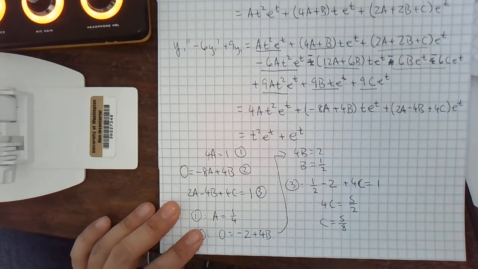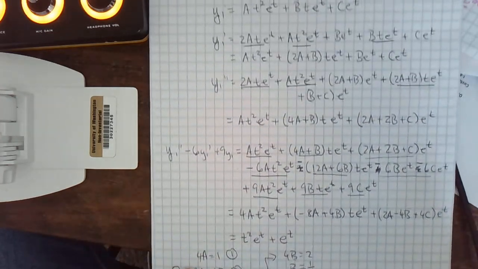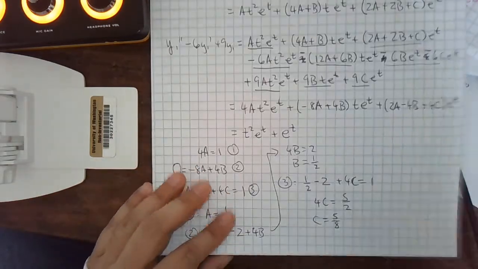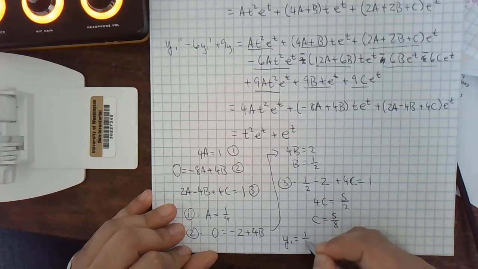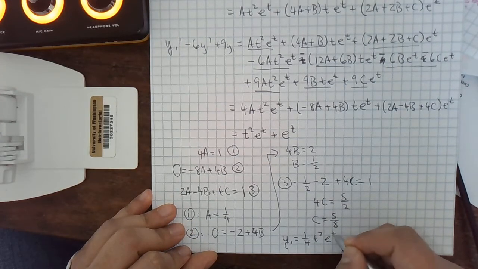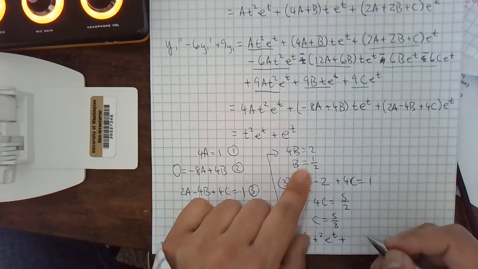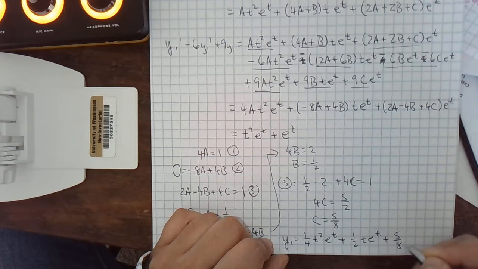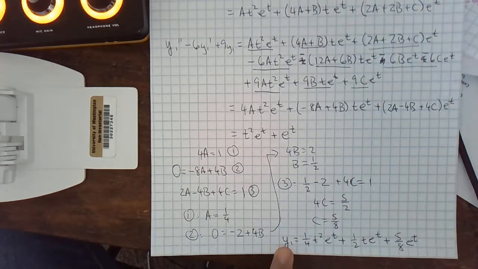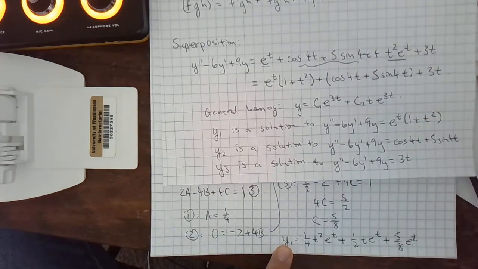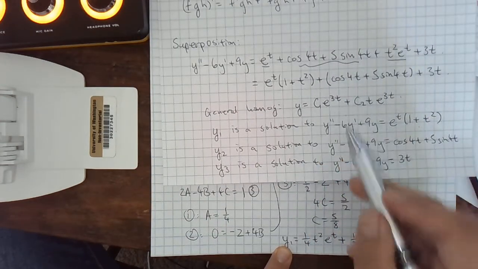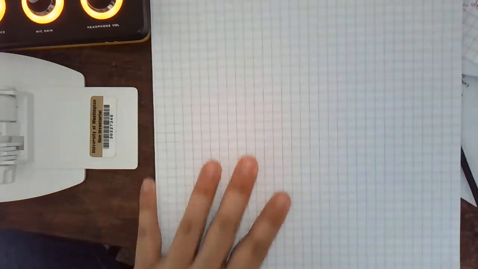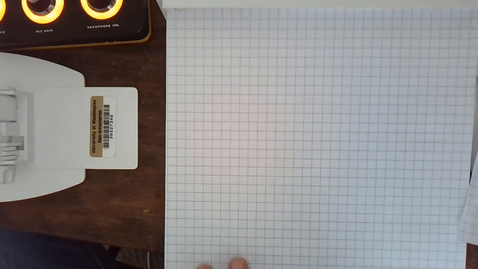So there we go. Our particular solution, we went back up to this line. We're going to put a, b, and c back into there. So y1 was 1/4 t squared e to the t plus 1/2 t e to the t plus 5/8 e to the t. Okay. And that worked because none of those terms corresponded to any of the terms here. Okay, that's good. We got y1. Got to find y2 and y3. So these can get really tedious.